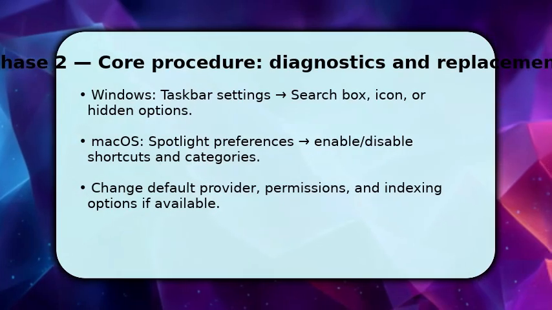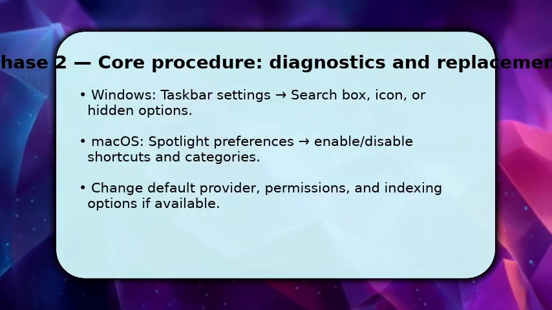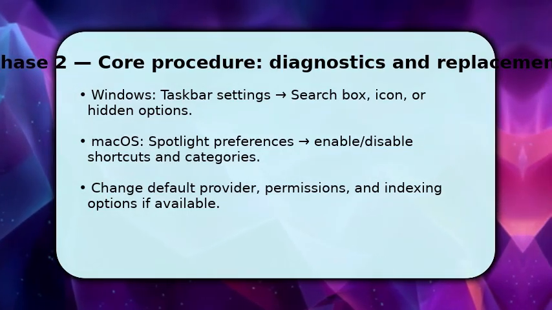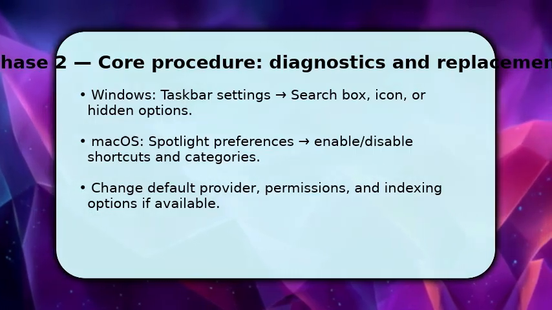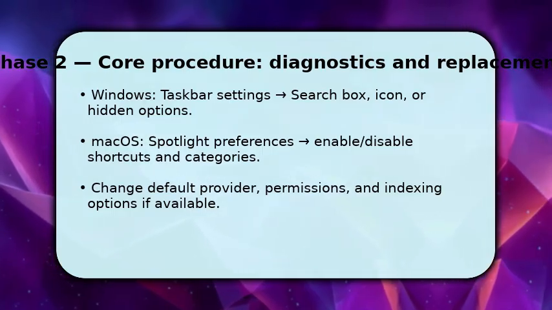Now you dive into the middle steps. On Windows, right-click the taskbar or open Settings > Personalization > Taskbar, then set Search to Box, Icon, or Hidden. On macOS, open Spotlight Preferences to pick which categories and shortcuts appear, and disable items you don't want indexed.